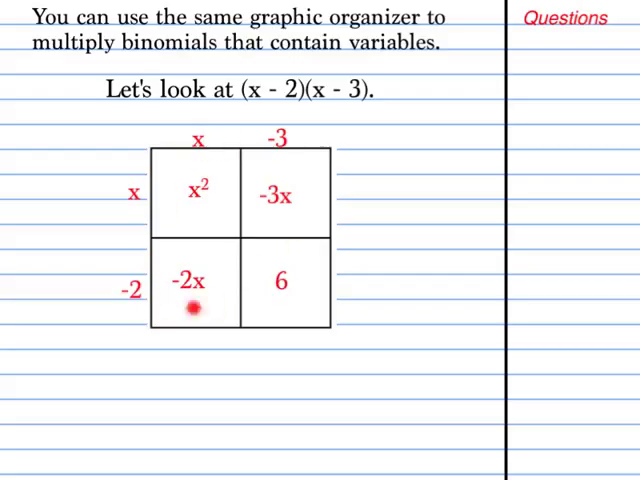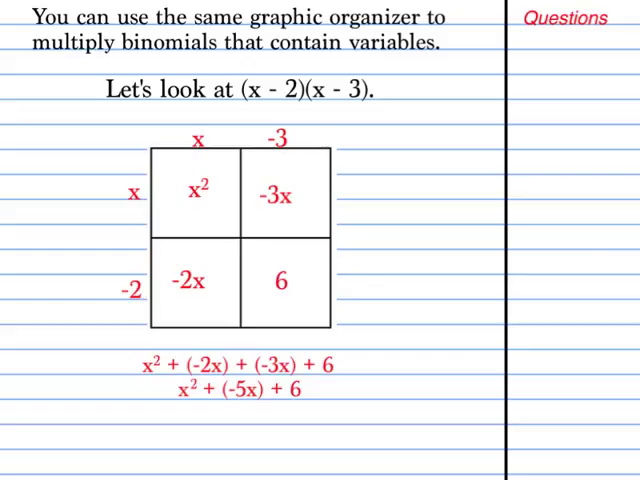Now, once I've got all of these filled in, keep in mind, all you're doing is you're adding all of these terms together. So I'll have x squared plus negative 2x plus negative 3x plus 6. Now, once I've got all my terms in order, what I want to do is go ahead and look if I can combine like terms. And I have two x terms here that I can go ahead and combine. Negative 2x plus negative 3x. And that's going to give me a negative 5x.